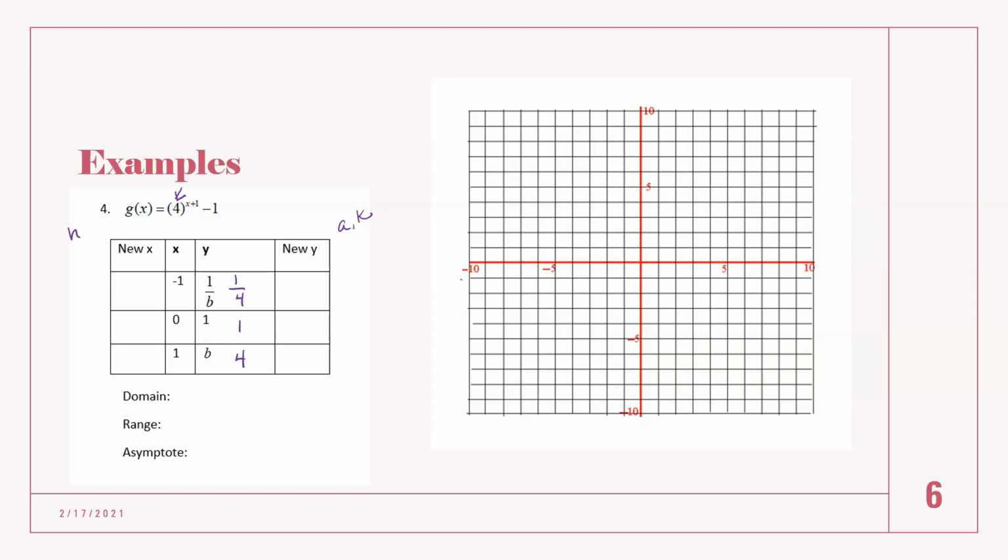We have an H. So the H is plus 1, so we're going to subtract 1. And we have a K. So we're going to subtract 1 from that side. So let's do the H first. So -1 minus 1 is -2. 0 minus 1 is -1. 1 minus 1 is 0.